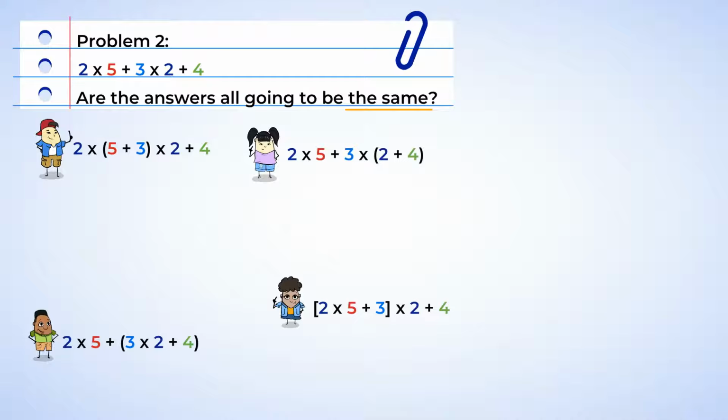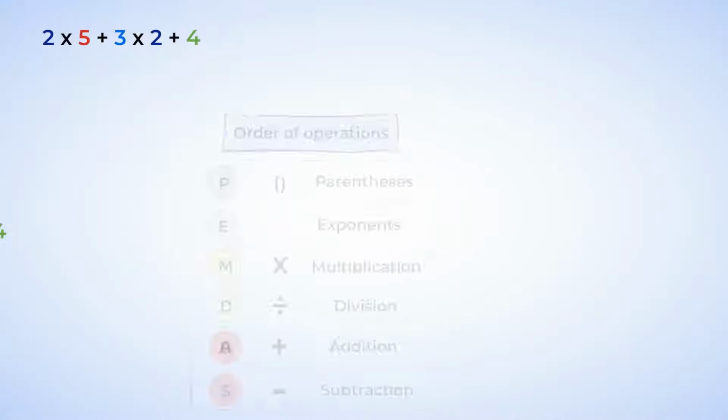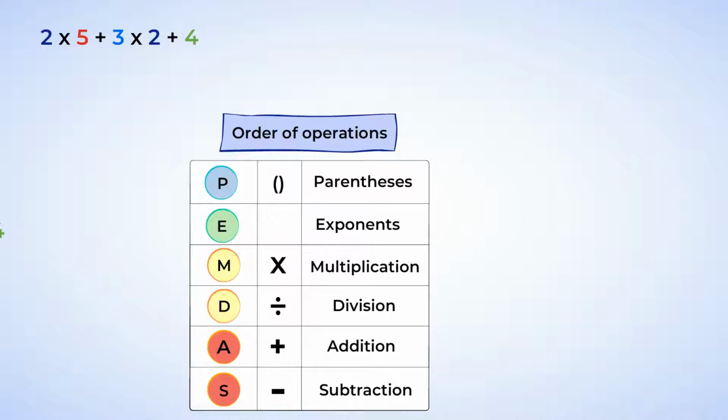Well, let's find out. We can begin by solving the original expression first. Now, according to the order of operations, first we should multiply, moving from left to right. All right? 2 times 5 is 10. 3 times 2 is 6. And now we add, moving from left to right. So 10 plus 6 is 16. Add 4 and get a final answer of 20.